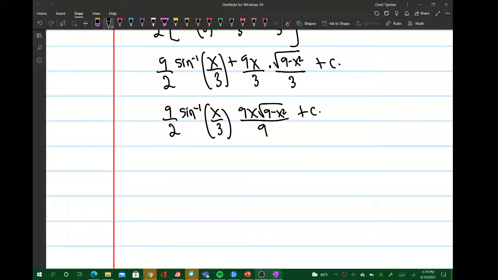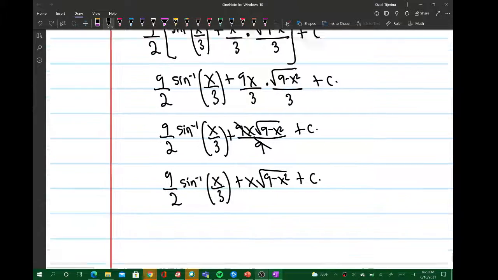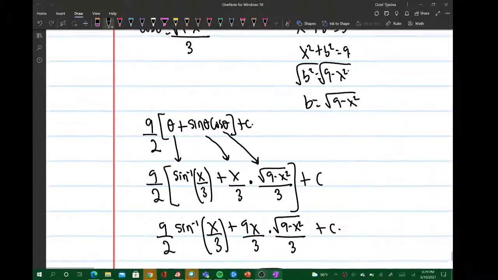We know that, oh, and it's plus, right? So we have 9 halves sine inverse of x over 3. We know that the 9 cancels out here. So we have plus x square root of 9 minus x squared plus the constant of integration c. And this, ladies and gentlemen... Oh, and actually, hold on.